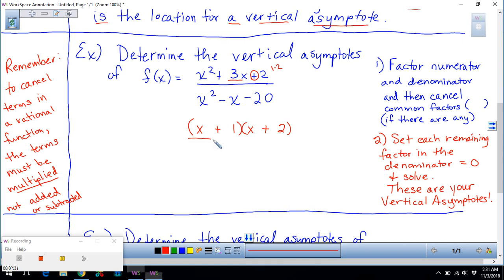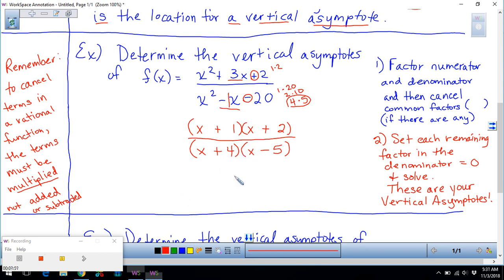For my denominator, my factors of 20 are 1 and 20, 2 and 10, 4 and 5. And I'm looking for the pair that will subtract to give me a 1x in the middle, so I'm going to use the 4 and the 5. Because we want a negative 1x, I need my 5 to be negative, the bigger value needs to be negative, and my 4 will be positive.